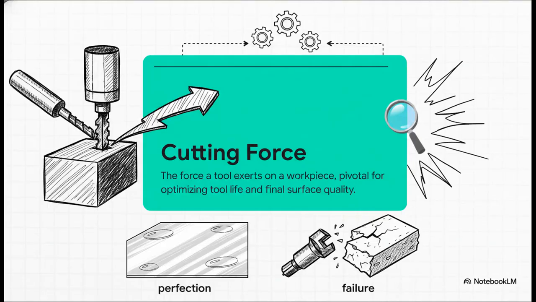Okay, so let's break it down. What is it really? At its heart, it's the force the cutting tool puts on the material. Sounds simple, right? Well, no. Controlling it is anything but simple. If you have too much force, snap, the tool breaks. Too little, and the cut is all wrong. So, being able to predict this force is absolutely crucial for everything, from how long your tools last to the final quality of the surface. Get it right, you've got perfection. Get it wrong, well, it's game over.